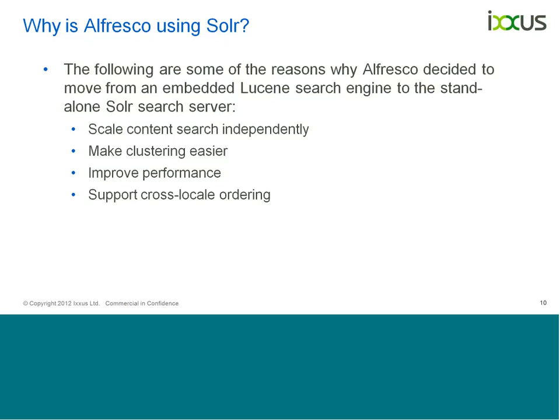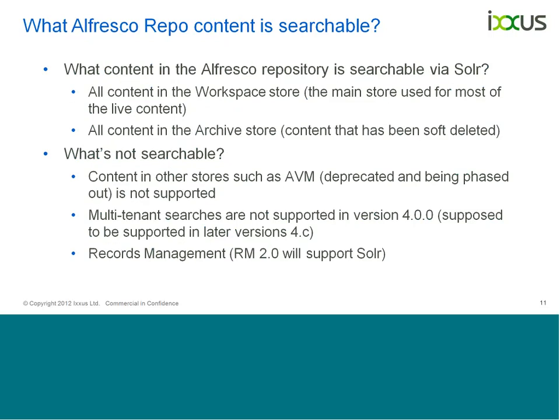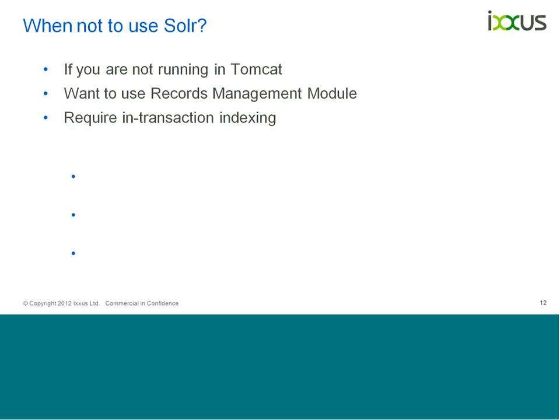You can also get better support for cross-locale, so if you have text fields or multilingual text fields from different languages, you can get support for that. So what's searchable? As we've seen, the live content and soft deleted. If you have WCM content, you're not going to be able to use that. I think there's some tenant searches available in some versions, but maybe not in all. If you want to use records management, that's not going to work. Also, if you're thinking of running in another serverless container than Tomcat, that's not going to work.